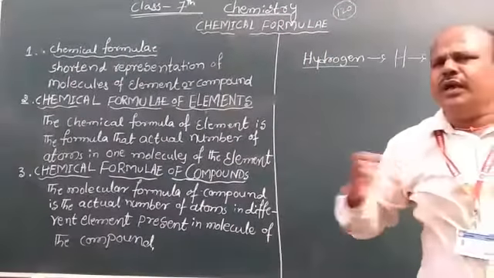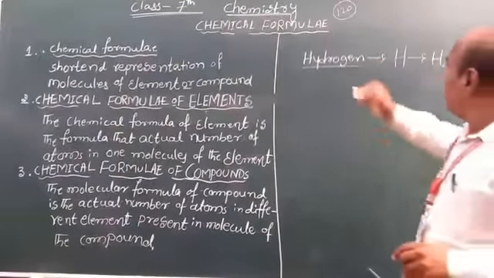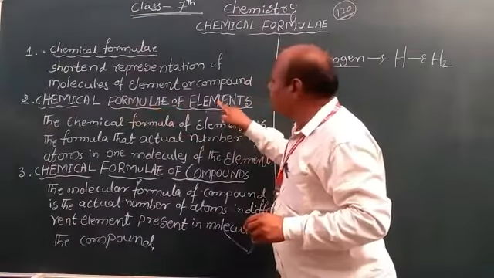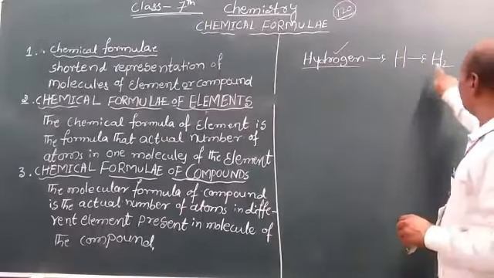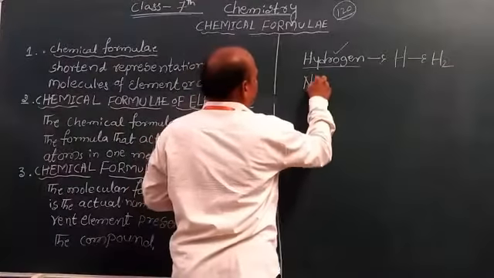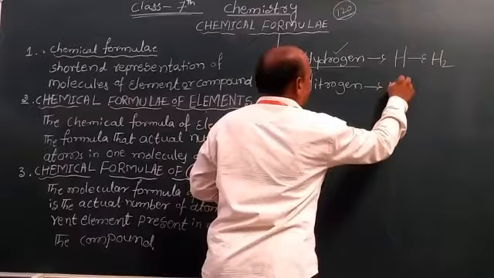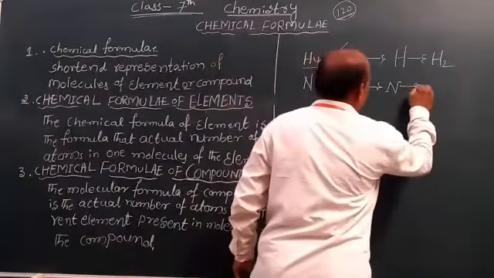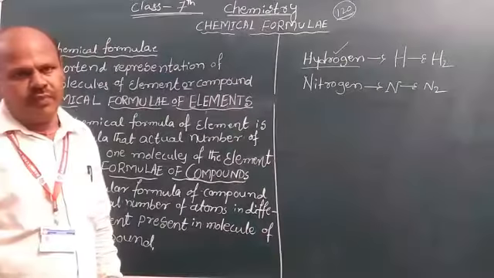Out of all the 120 elements, J.J. Berzelius gave the symbols. But for the chemical formula of an element, say hydrogen is an element. The formula of hydrogen is H2. Take nitrogen: the symbol of nitrogen is N, and the formula of nitrogen is N2.